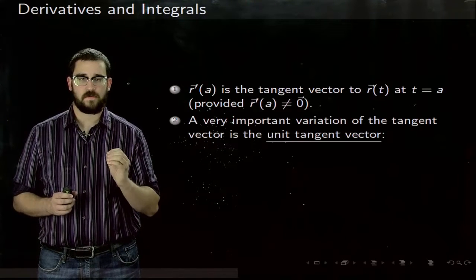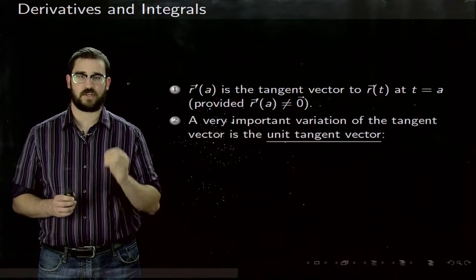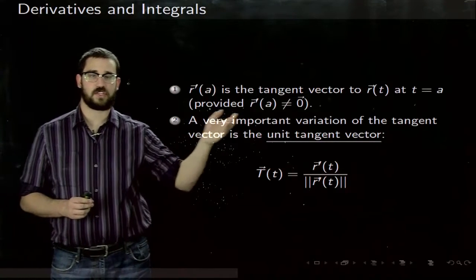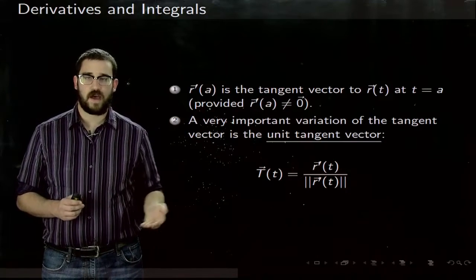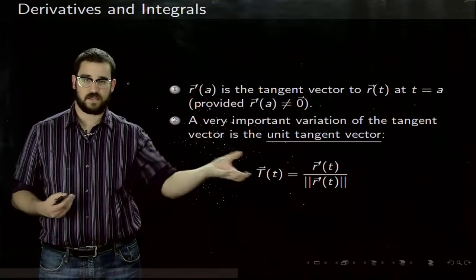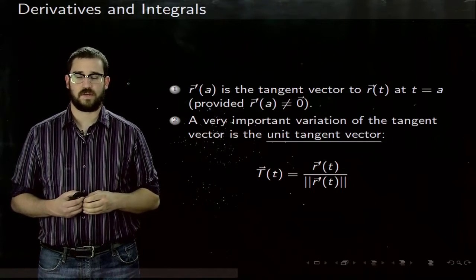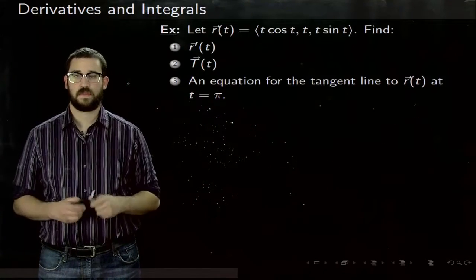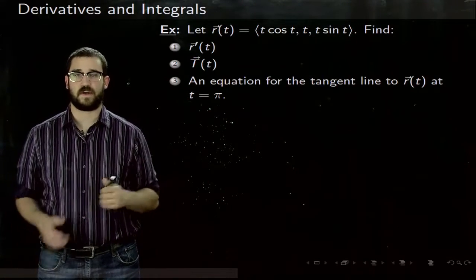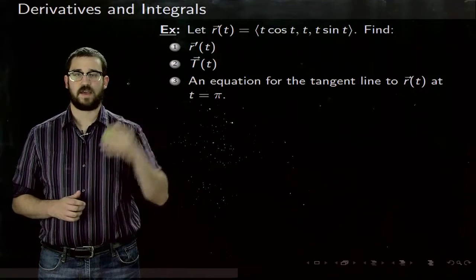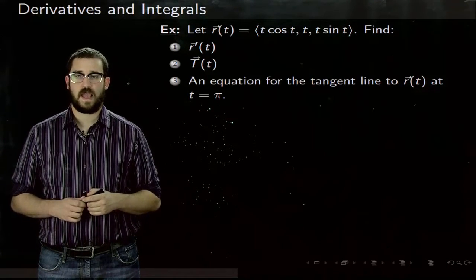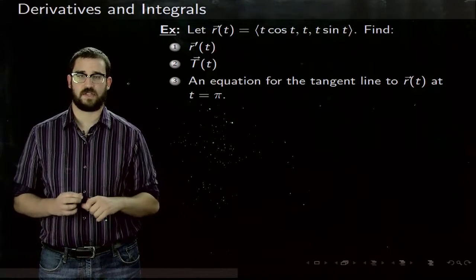A very important variation is the unit tangent vector. This T vector is just r prime of t divided by the magnitude of r prime of t. That means the magnitude of this vector is just going to be 1. Let's do an example. We have r of t equaling this vector-valued function. Let's find r prime of t, find the unit tangent vector, and then find the equation of the tangent line.